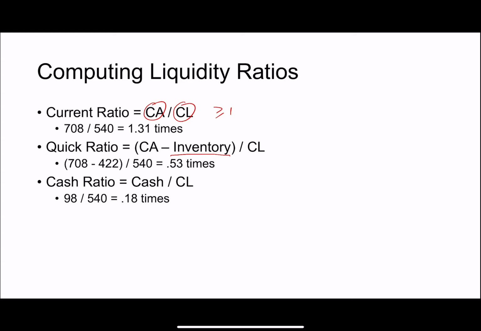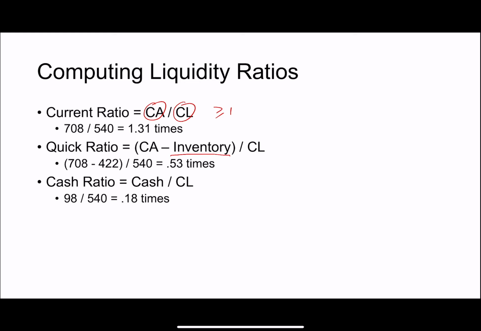So if I want to be more conservative, and if I really want to measure my true liquidity, I would need to take inventory out of my calculation. So I subtract inventories from current assets in my numerator. My denominator is still the same, but my numerator now does not contain inventories. In other words, I want to see how liquid assets are relative to current liabilities, not taking inventories into account.